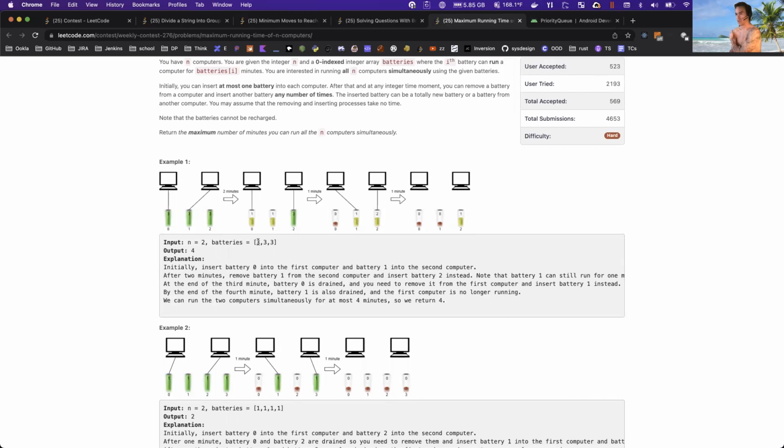Can I completely consume the entire battery? Does that make sense? That'd be three. No, it never makes sense to consume the entire battery, right? Because if you use that whole thing, that's a poorly chosen way of using it. You can swap them out and you get another extra minute.